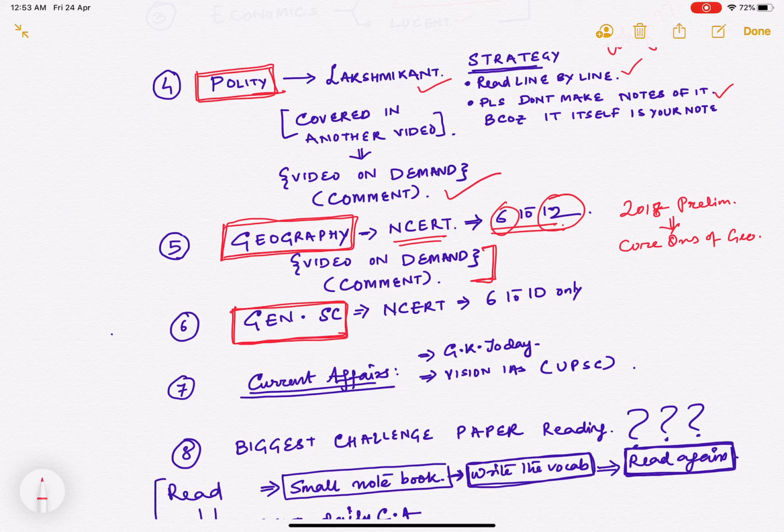Basically, I would suggest that please go for 6 to 10 only. No need to go for 11, 12. 6 to 10 NCERT is sufficient. And please do not purchase NCERTs. NCERTs are plenty available on the net.